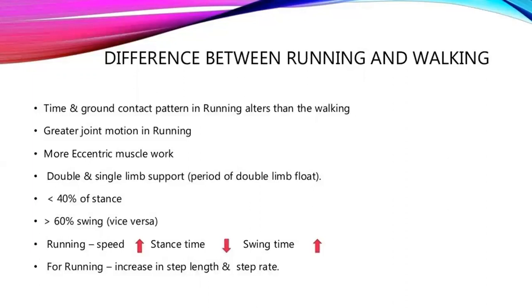The difference between running and walking is that the time and ground contact pattern in running differ from walking. Running has greater joint range of motion, more eccentric muscle work, and double and single limb support, with the period of double limb float less than 40% of the stance phase and more than 60% of the swing phase, and vice versa. As running speed increases, stance time is less and swing time is more. For running, there is an increase in step length and step rate.